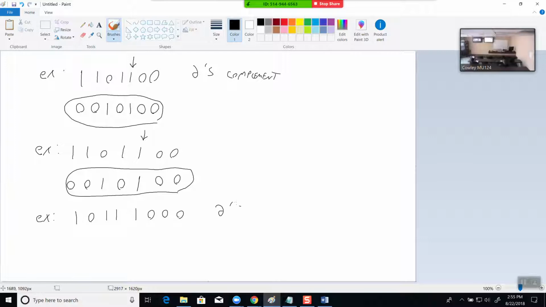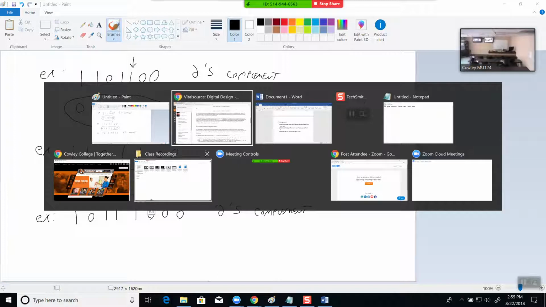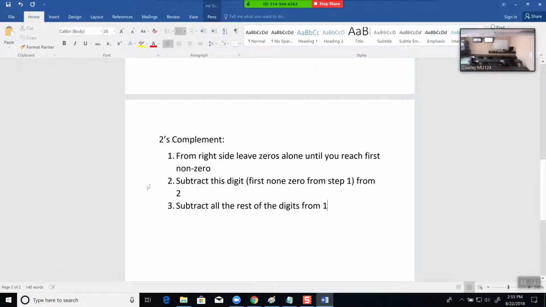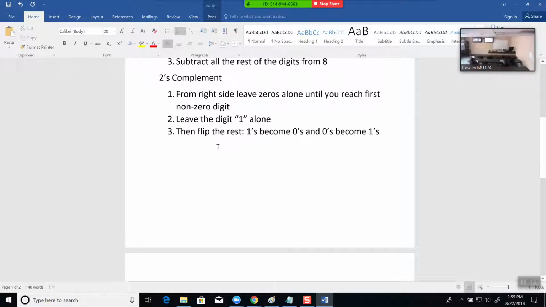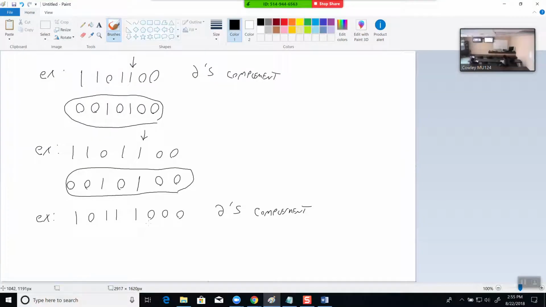And I want to find the 2's complement. The easier formula, the one the book outlines, says from the right side, leave zeros alone until you reach your first non-zero digit. So these 3 zeros remain as is.